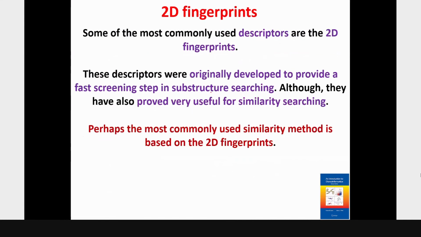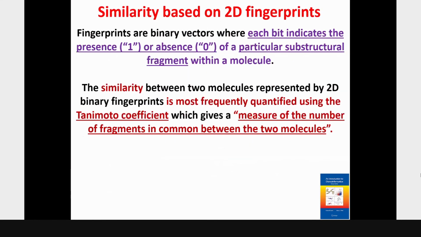So fingerprints, let's go to next. Okay, so fingerprints, what are these? These are nothing but binary vectors where you count the presence or absence of a particular substructural fragment.